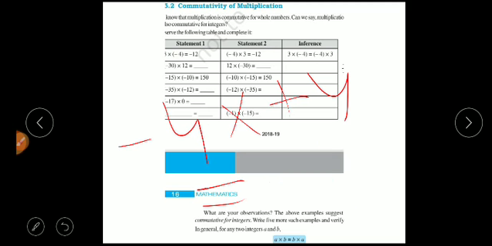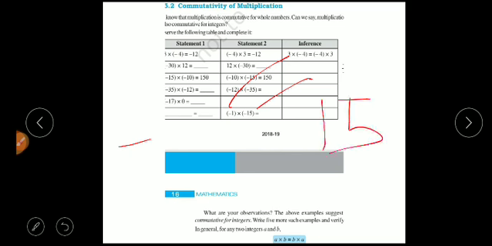Now suppose this is an example. What is -1 into -15? This is a negative sign, this is a negative sign. So what is -1 into -15? This will become equal to +15. When two negative integers are multiplied by each other, then it will become positive, equal to +15.